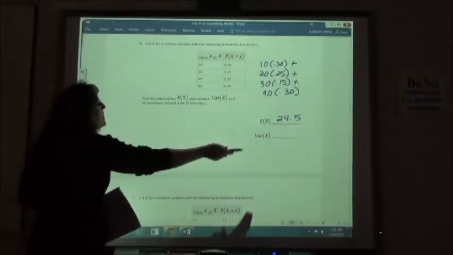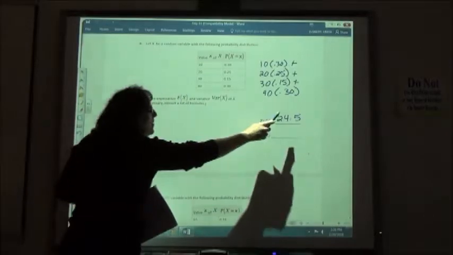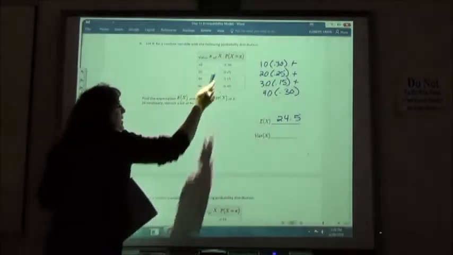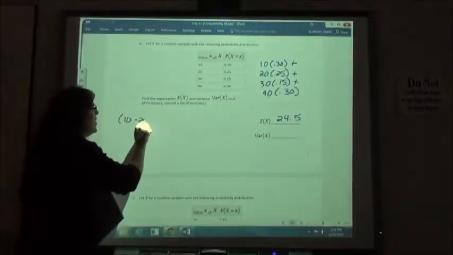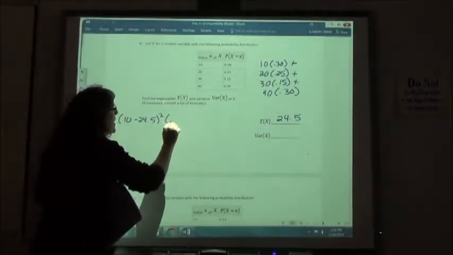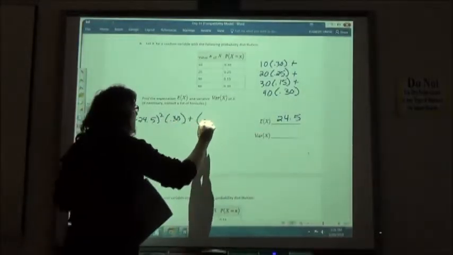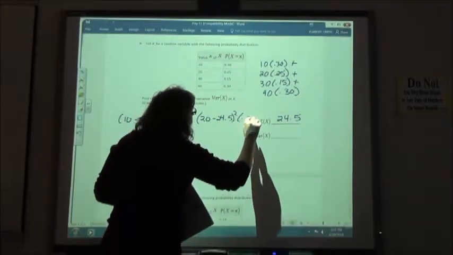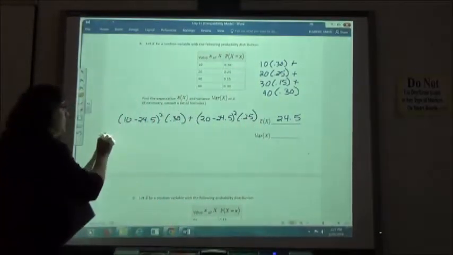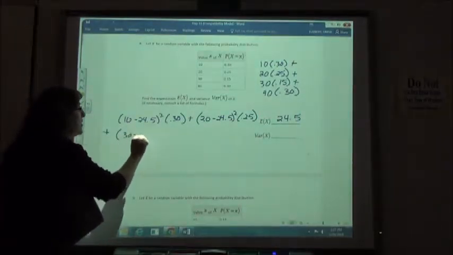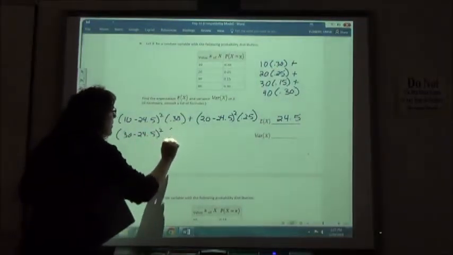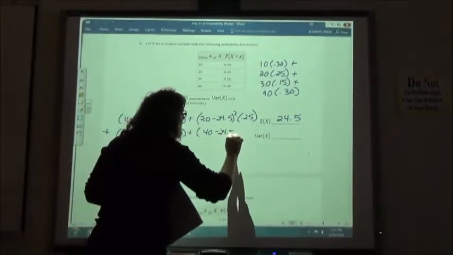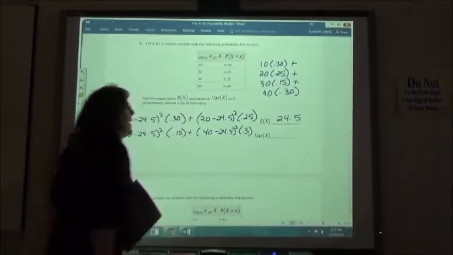So when we find the variance, we're taking each of our values minus that expectation squared times the probability. So I'm going to start with 10 minus 24.5 squared times 0.30. And then I'm going to do 20 minus 24.5 squared times 0.25. And then 30 minus 24.5 squared times 0.15. And then 40 minus 24.5 squared times 0.3.